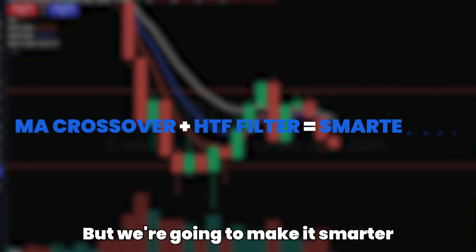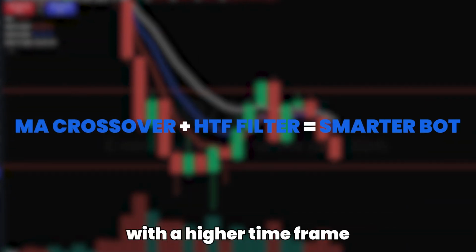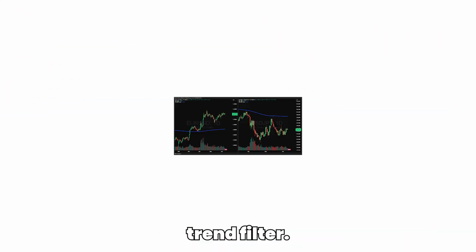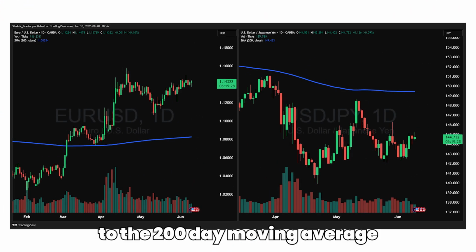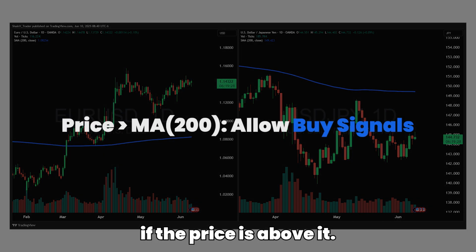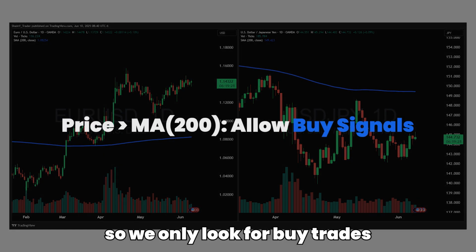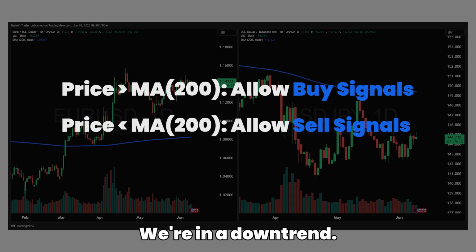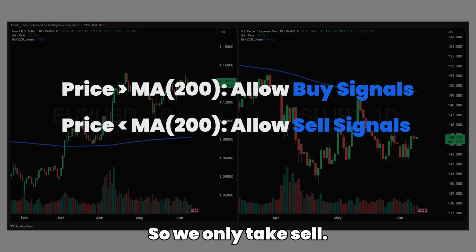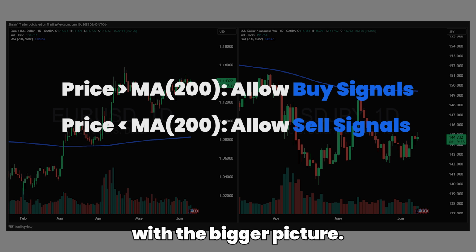But we're going to make it smarter by combining it with a higher timeframe trend filter. On the daily chart, we'll check where the price is in relation to the 200-day moving average. If the price is above it, we're in a long-term uptrend, so we only look for buy trades. If it's below the 200 MA, we're in a downtrend, so we only take sells. This keeps our trades aligned with the bigger picture.